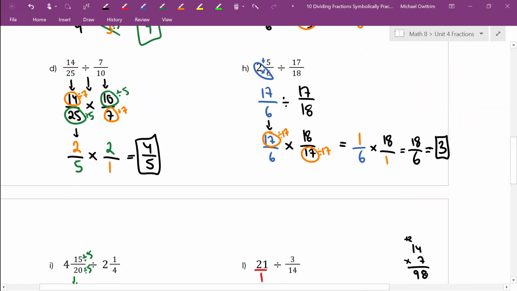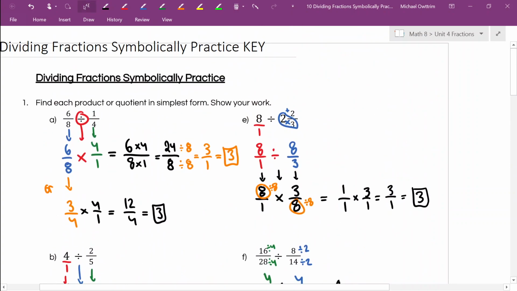So I hope that's helped you with some of the tricks and some of the ways to divide fractions symbolically.